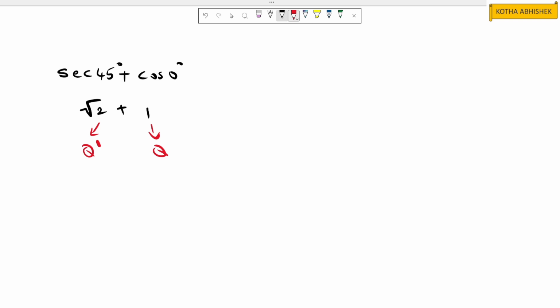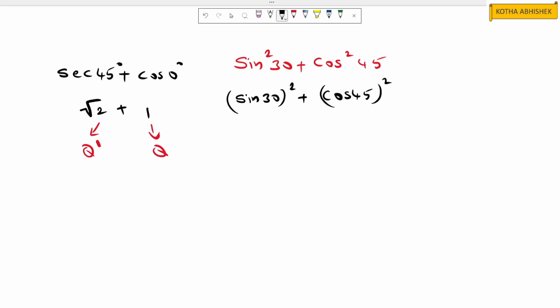Next, let us take squares now. What is the value of sin square 30 degrees plus cos square 45 degrees? Here sin square 30 is the same as sin 30 whole square, plus cos square 45 is the same as cos 45 whole square. Sin 30 value 1 by 2 square as it is, plus cos 45, 1 by root 2 square as it is.